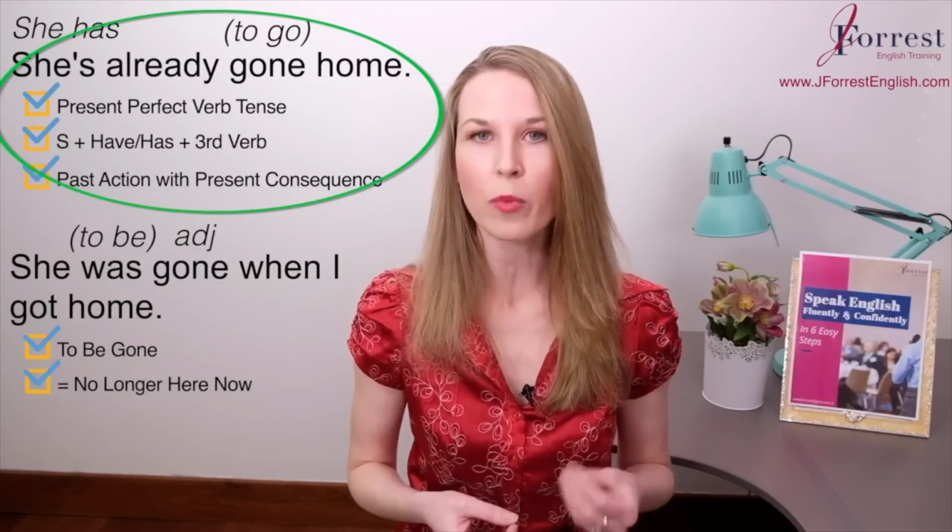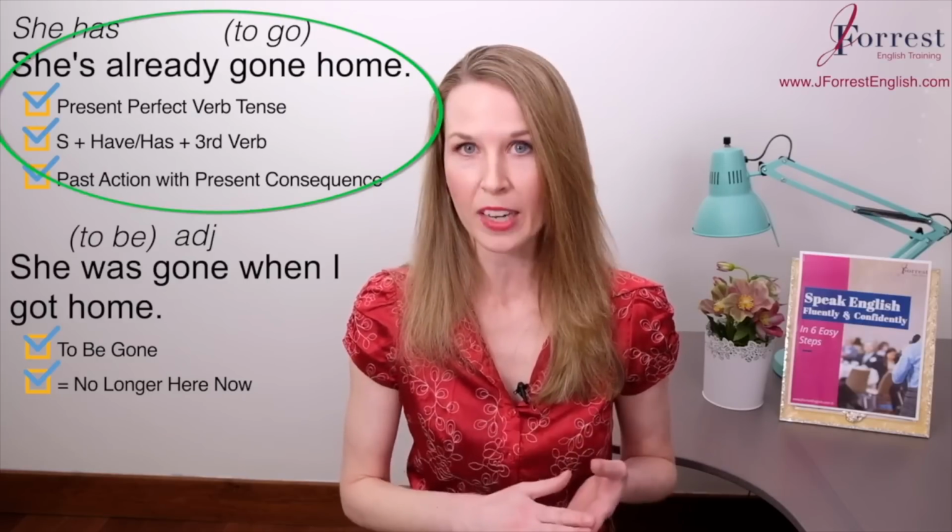In terms of meaning, when I say she was gone when I got home, all I'm saying is that she's no longer here now. So now you can see we have 2 different sentence structures. In the first one, we have the verb to go conjugated in the present perfect. In the second one, we have the sentence structure to be gone conjugated in the past simple.